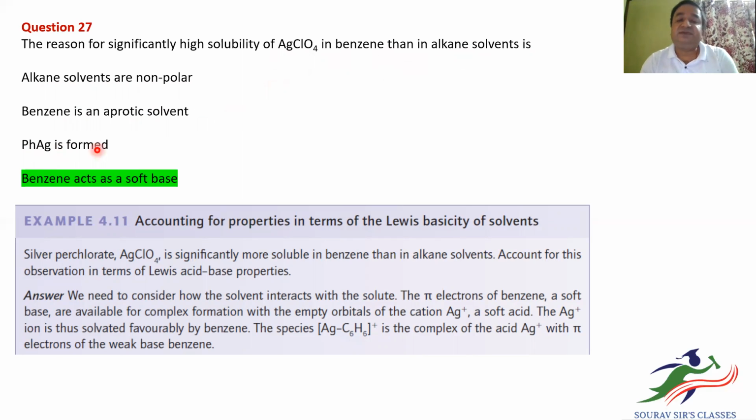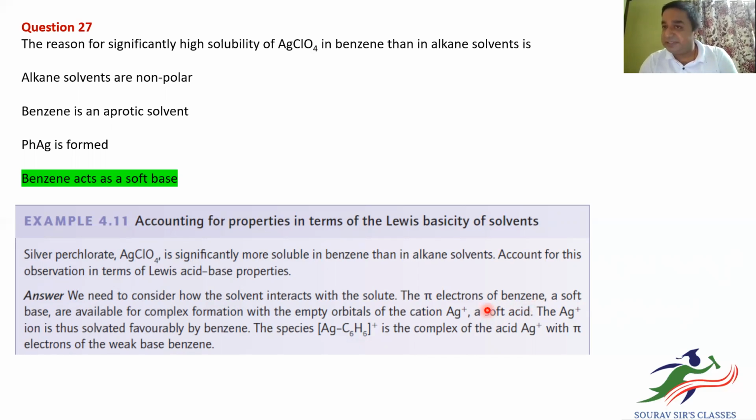PhAg is formed. So it is not saying PhAg plus. Had it said PhAg plus, then this should have been a correct option. Benzene acts as a soft base, which is true because benzene, because of its pi electrons, can donate its electrons to the Ag plus, and then it can form a complex. As it has said over here, we need to consider how the solvent interacts with the solute. The pi electrons of benzene, a soft base, are available for complex formation with the empty orbitals of the Ag plus cation, which is a soft acid. Basically, they're using the HSAB principle over here.